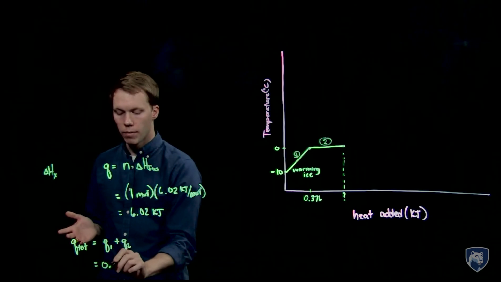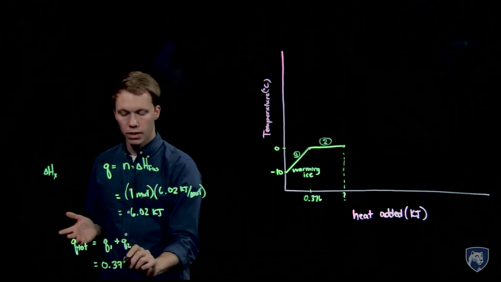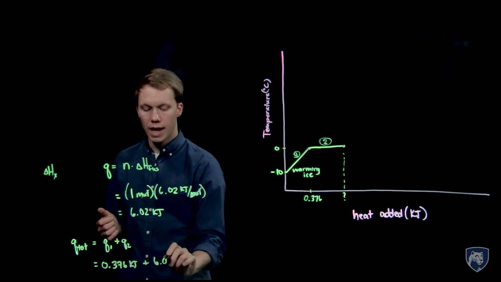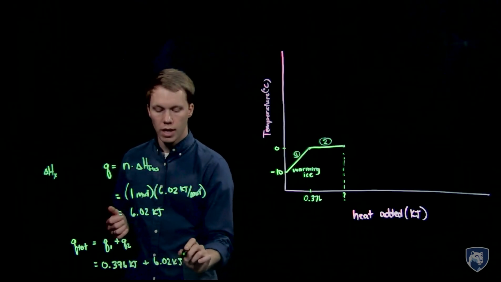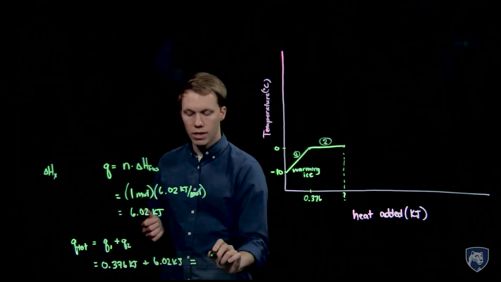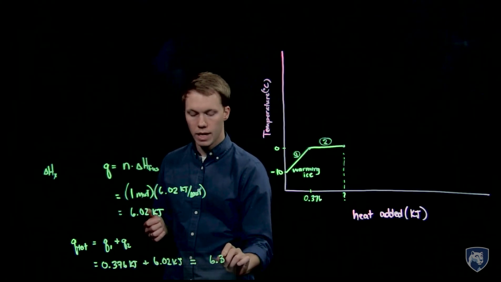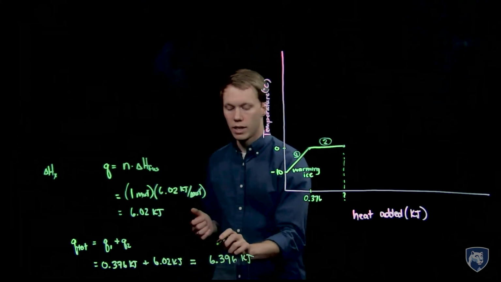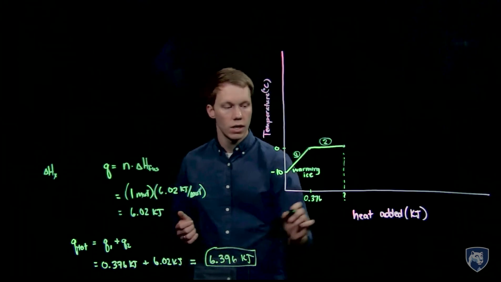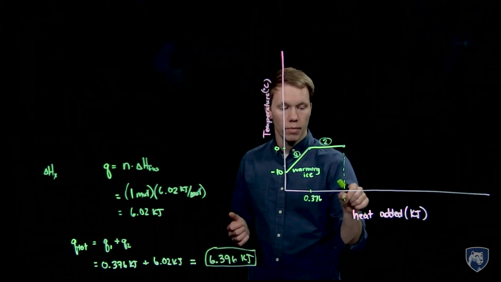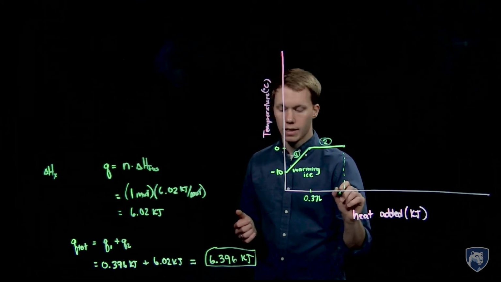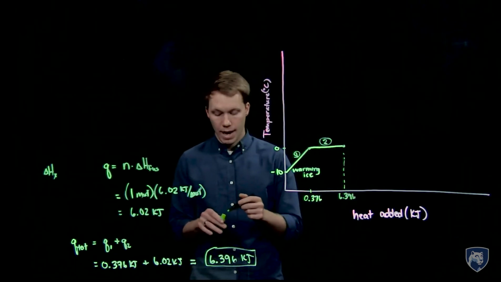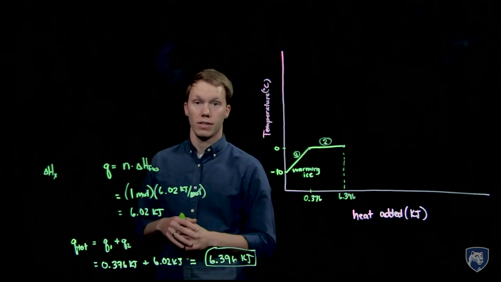So my number from the previous step was 0.376 kilojoules, and I'm going to add to that 6.02 kilojoules, and this will give me my grand total of 6.396 kilojoules of energy that's required to completely melt that ice that was initially at -10 degrees Celsius.